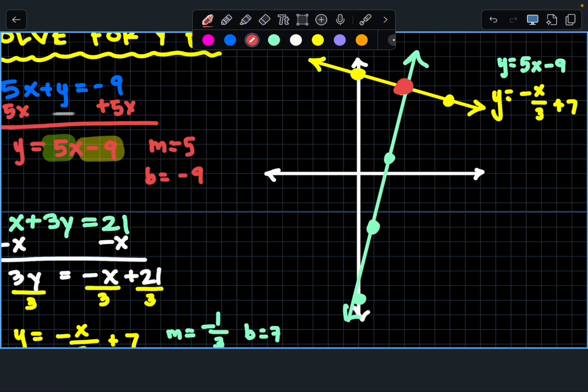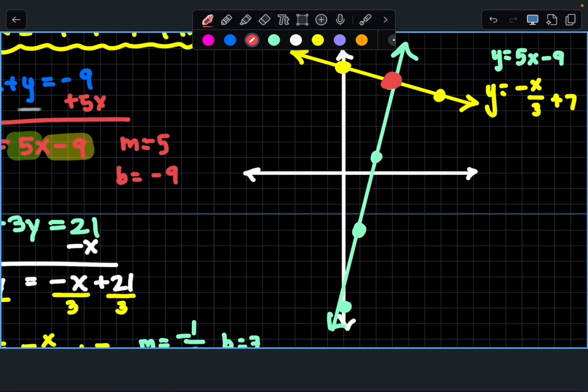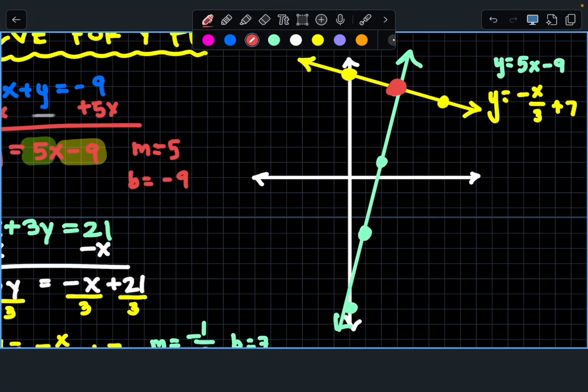And there should be a point of intersection. All right, so we're following this graph. Here in green we have 5x minus 9. Here in yellow we have negative x over 3 plus 7. When we graph it in red, we will see the point of intersection, which is the following. It's at 3, so it's going to be 3 comma 1, 2, 3, 4, 5, 6. So 3 comma 6. Right? That will be our solution.